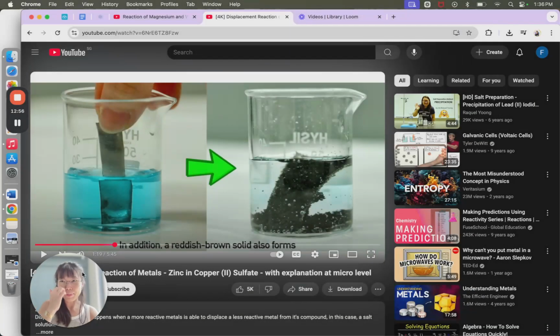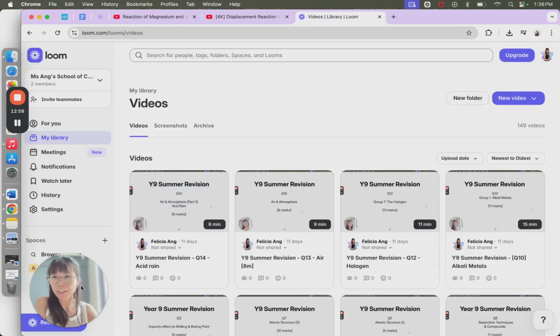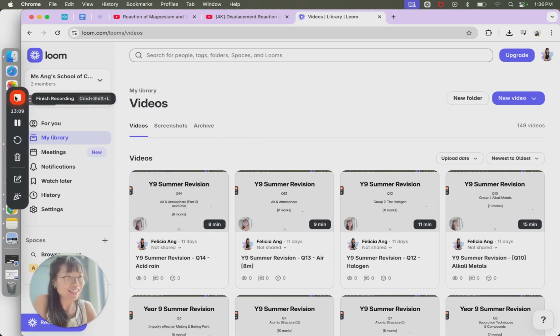So there we go. We have a 5-mark question here, but hopefully this 5-mark question helps you see, or rather it's an introduction to reactivity of metals as well as displacement. Okay, cool. First question. I think I'll see you in the next one.